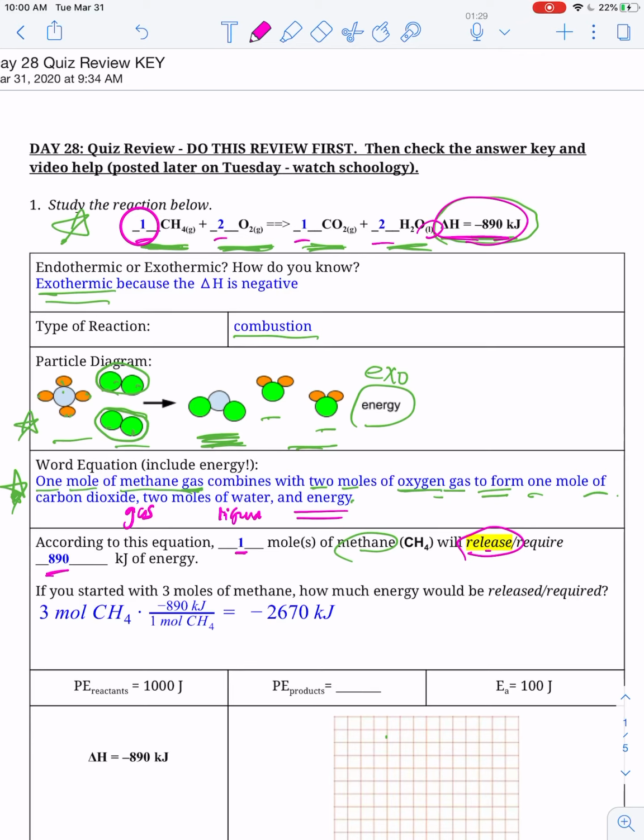So in my dimensional analysis, if I'm starting with 3 moles of CH4, here's the ratio that I'm setting up from here.